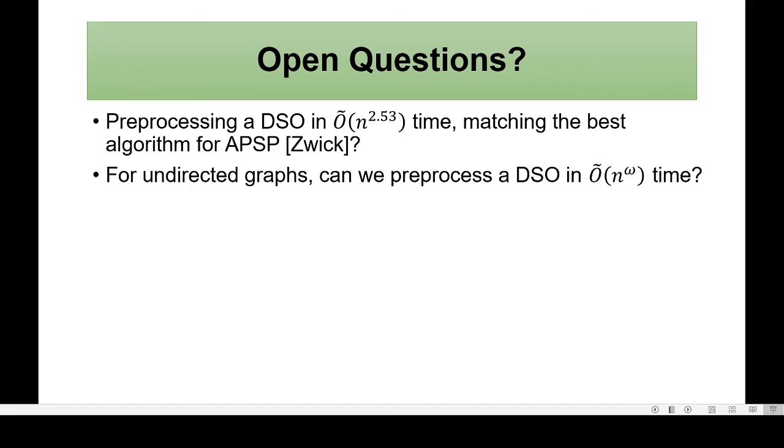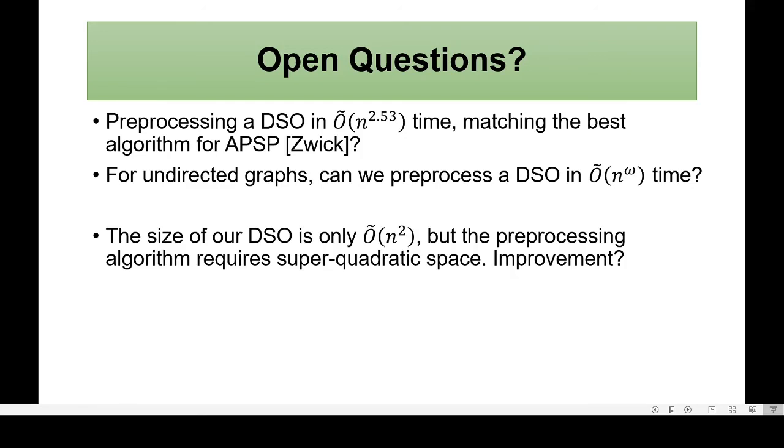There are some other open questions that I find interesting. First, the size of our DSO is only Õ(n^2), but the preprocessing algorithm requires superquadratic space. This happens in step 1 when you are using random sampling to build an r-truncated DSO. You actually need to make r samples, and in each sample you need to store an APSP result which takes n squared space. So the total space of the preprocessing algorithm is r times n squared. It seems open to improve the space requirement to simply n squared.